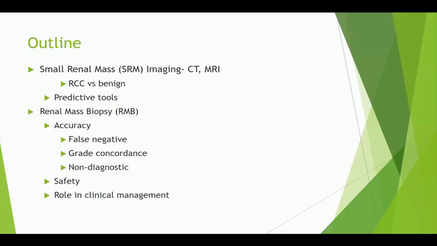On that note, I thought it would be worthwhile to review the imaging of small renal masses with respect to attempting to differentiate between malignant and benign. Discuss the literature on the accuracy of renal mass biopsies and highlight the pathologic and radiologic challenges. We will have Dr. Brian Skinnider, our uropathologist, join us as well. And I'll highlight the potential risks involved and end with how I incorporate renal mass biopsy in the context of shared patient decision-making.